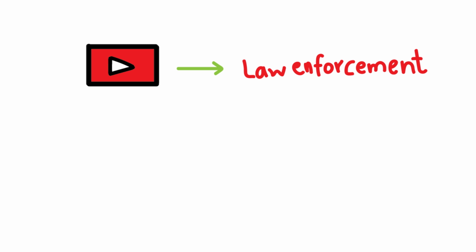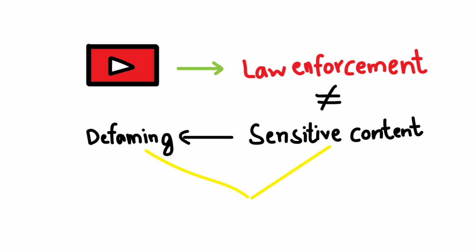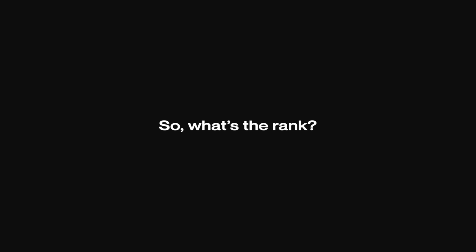Channels sharing law enforcement footage must ensure they aren't exploiting sensitive content, defaming, or running into copyright problems. So, what's the rank? E tier.